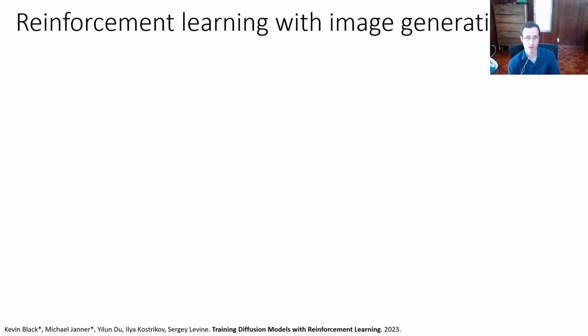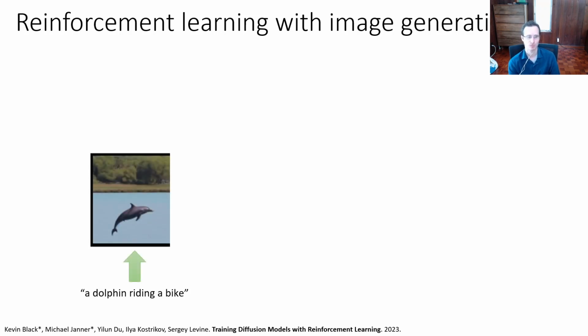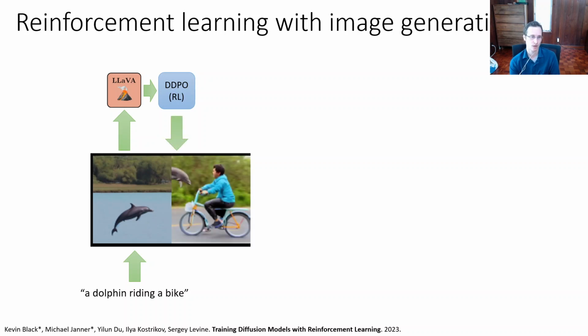Reinforcement learning has also been used with image generation. Here's an example with Stable Diffusion 1.4. If you ask it to generate a picture of a dolphin riding a bike, it generates a picture that is not very good for this. What you can do is take this image and give it to a captioning model, in this case LLaVA, to produce a description of the image, and then use RL, where the reward function is given by the similarity between the description from LLaVA and the original prompt. So when LLaVA looks at this picture, it might say, oh, this is a picture of a dolphin above the water, which is not very similar to a dolphin riding a bike, so it receives a bad reward for that.